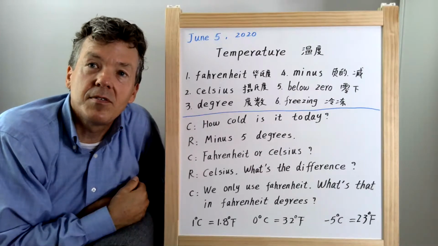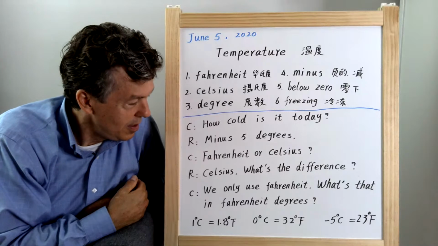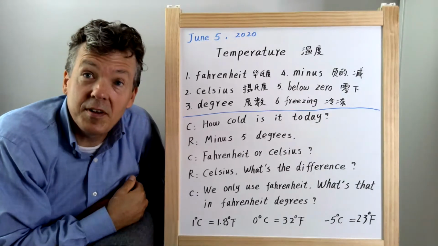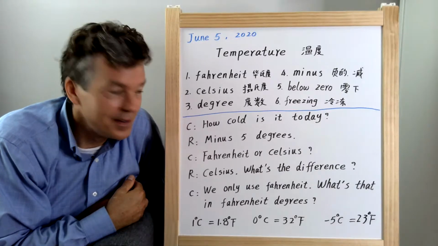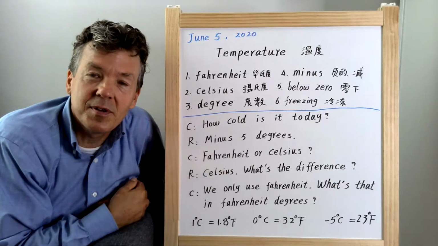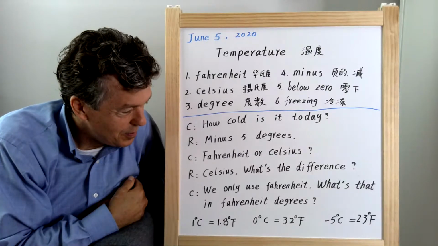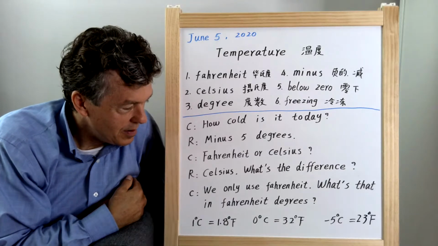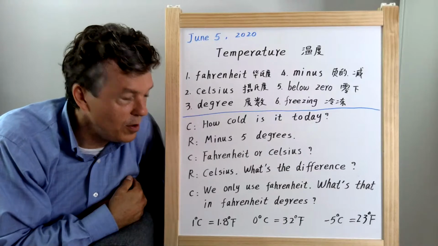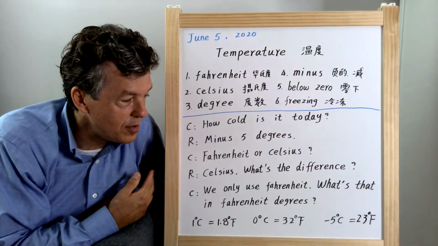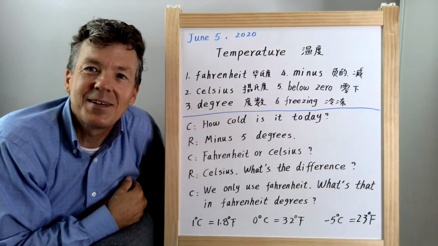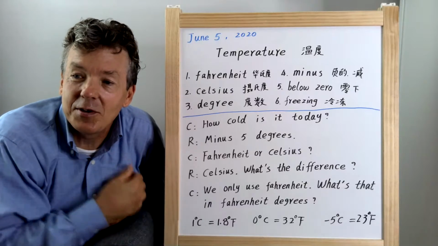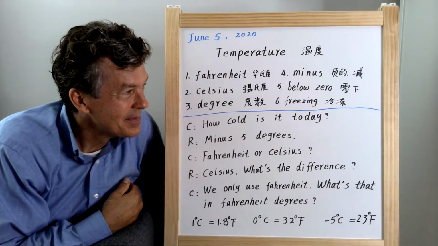-5 degrees. Fahrenheit or Celsius? What's the difference? Celsius. We only use Fahrenheit. What's it in Fahrenheit degrees? 23 degrees Fahrenheit. Okay, yes, correct answer. Good job.